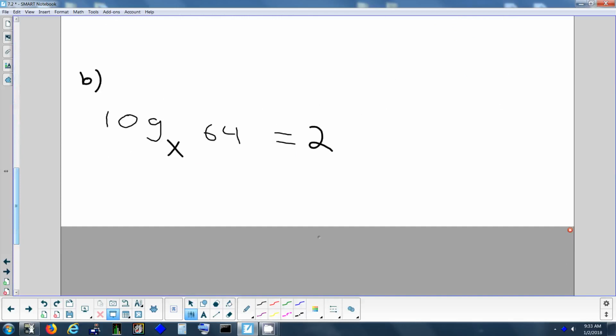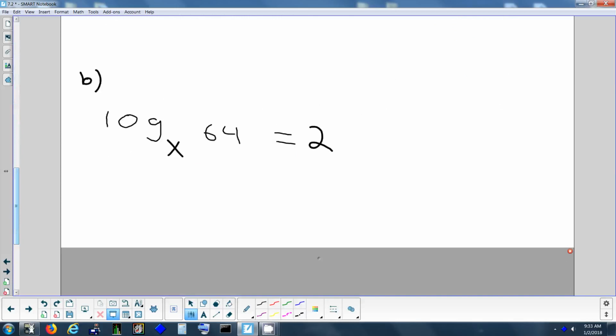But we're still going to do the same approach. We're going to change it to exponential form. Anyone think they can change that to exponential form? Yep, Rudy. Base is x, the exponent's 2, equals 64. There you go. So it's x squared equals 64.